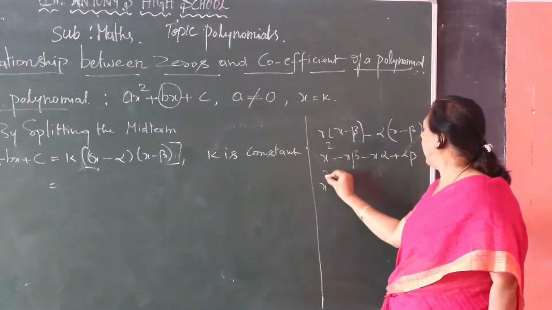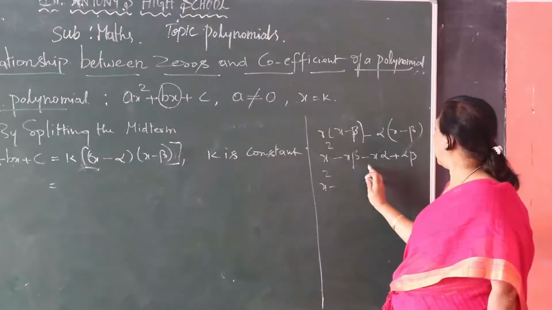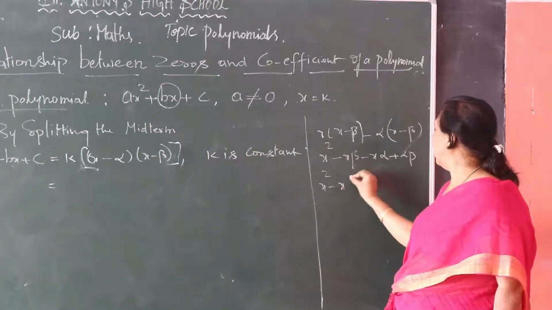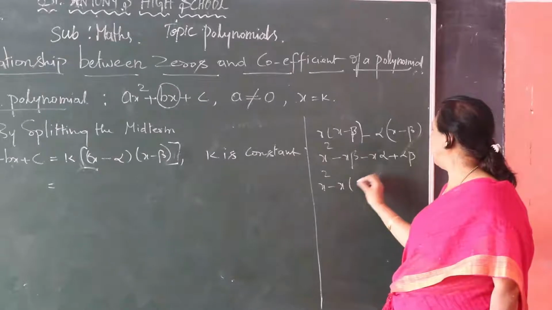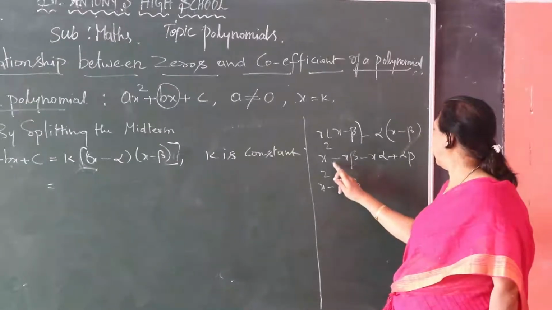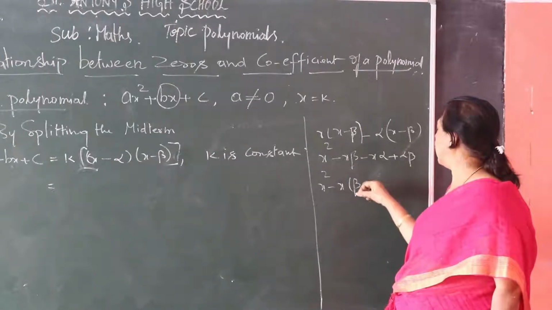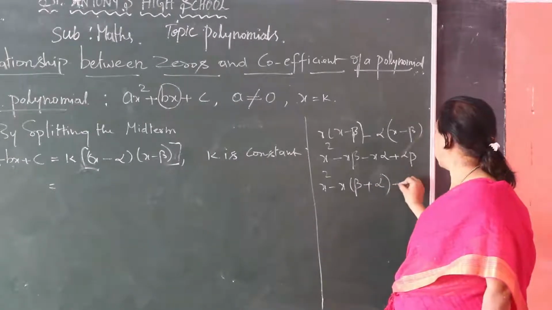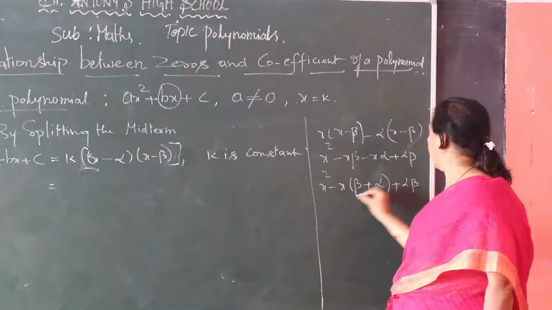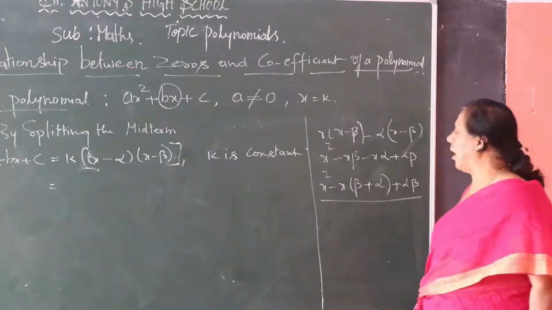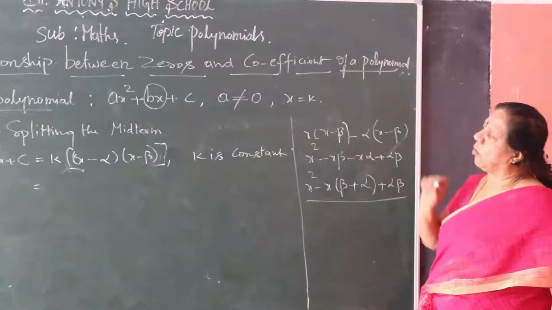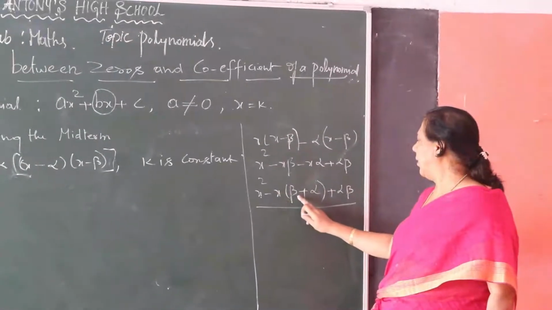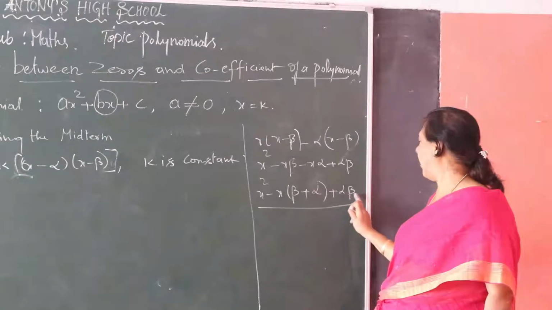Now x square minus, here common is x. You take out x common. So here what is the remaining term? Beta. Here minus into minus plus. What is the remaining term? Alpha. Plus alpha beta. So this is a formula. You must remember quadratic polynomial: x square minus x beta plus alpha beta.